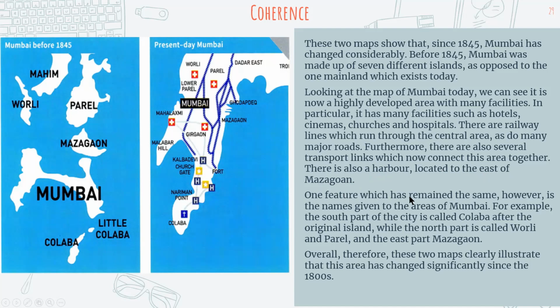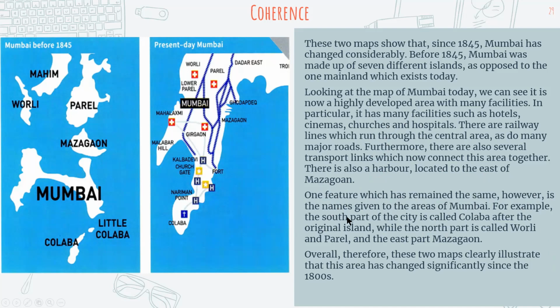One feature which has remained the same, however, is the name. So the previous paragraph is about changes, what has changed. But there are some things that did not change, which can be written in this one paragraph here. One feature which has remained the same, however, is the names given to the areas of Mumbai. So the names have not changed.